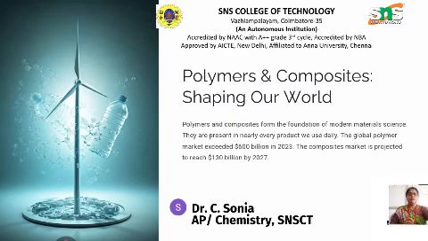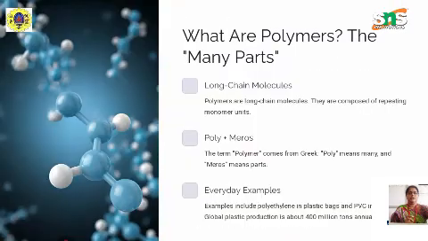The global polymer market exceeded $600 billion in 2023, and composite materials are expected to exceed $130 billion by 2027. So it's very important to know about polymers and composites, the chemistry behind them. So what are these polymers?